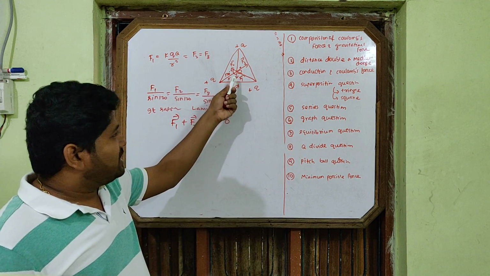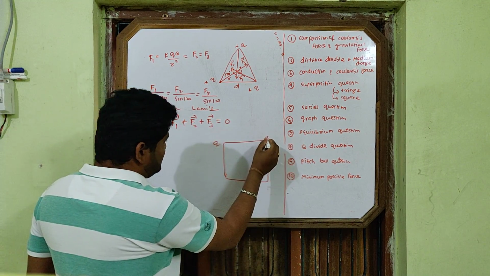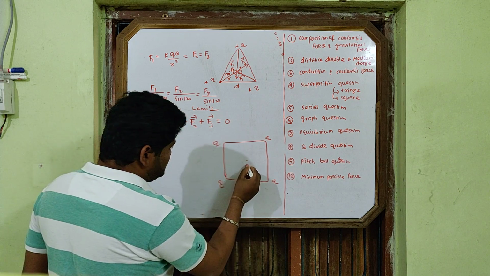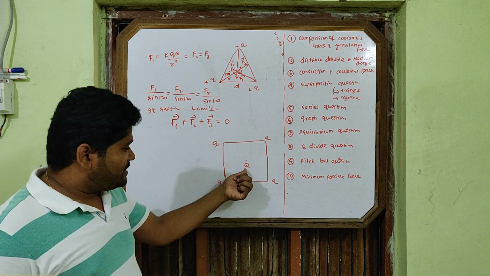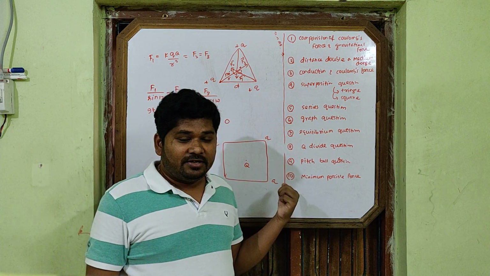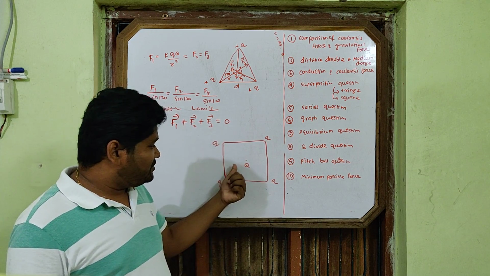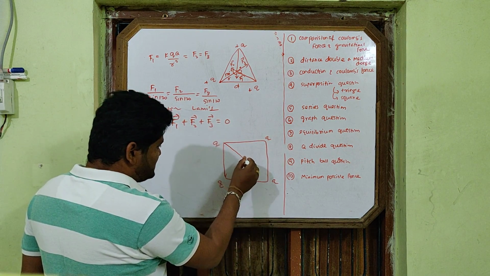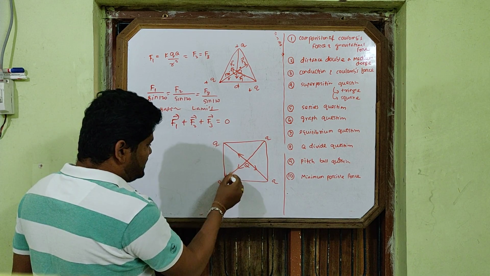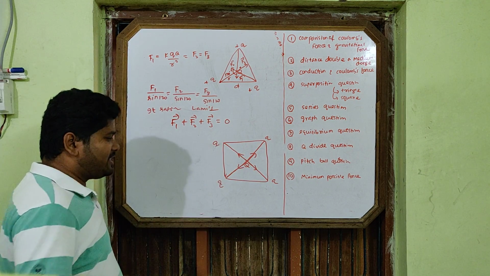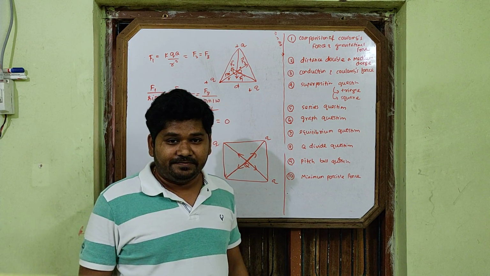So this is about the triangle. If I take a square, with all vertices containing equal charge and a capital Q at the center, the net force will also be 0. You can see here the forces will cancel each other. This force and this force cancel each other, this force and this force cancel. So net force will be 0 if it is a square.